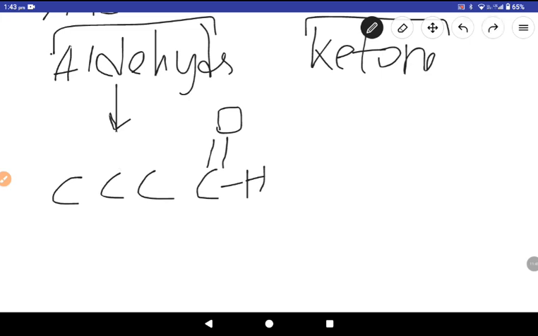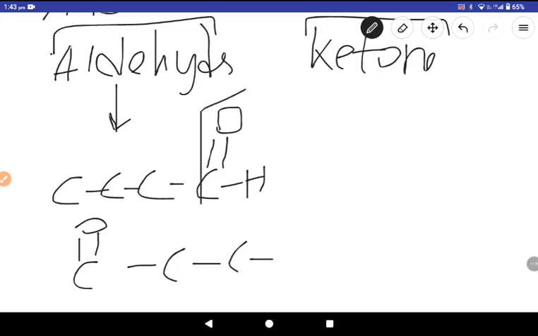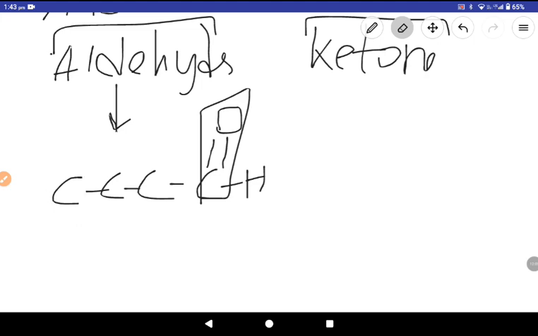So this is the same, guys. I want you to pay close attention. This is the same, just that I decided to place the double bond on the last one. If I want, I can place it here. But all in all, we know it's an aldehyde when we have a double bond on the first one.